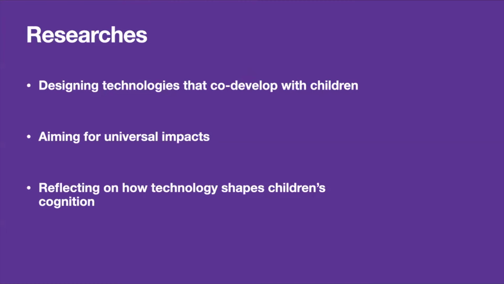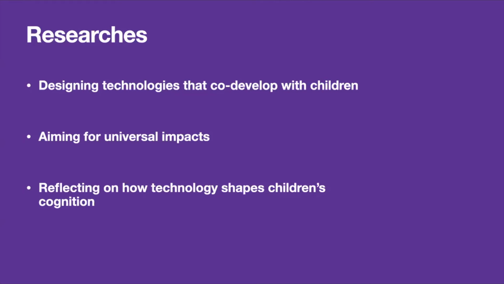There are currently three research directions mentioned in the book. The first one is designing technologies that co-develop with children. In other words, it means we need to go from thinking about what children can do to thinking about how children change. Doing so would enable us to design technologies that could develop with children and provide us the ability to cater to individual children.